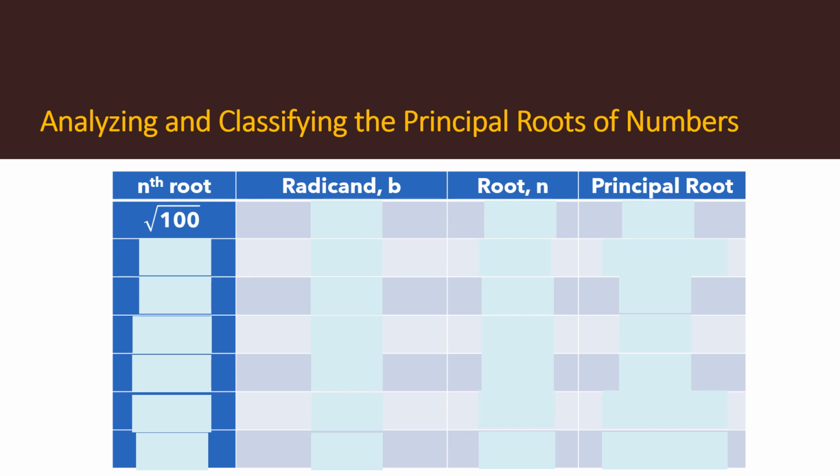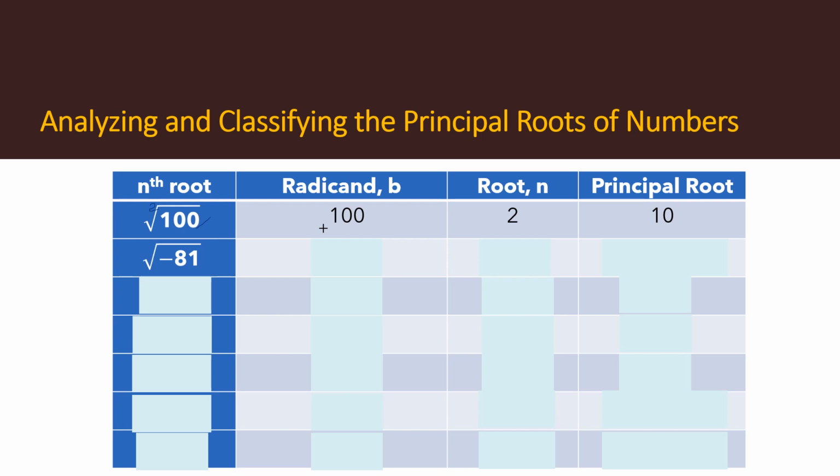Analyzing and classifying the principal nth roots of numbers. Let us try this activity. We have the square root of 100. The radicand here is 100, and then its root is 2, since it is asking for the square root. As I said earlier, if it is asking for square root, we don't have to put 2 outside the radical sign. And the principal root of this is 10.